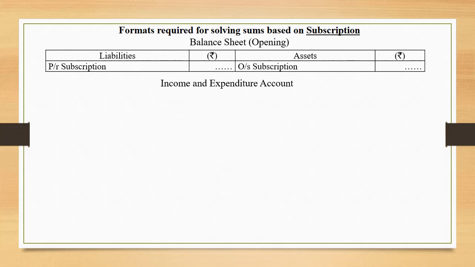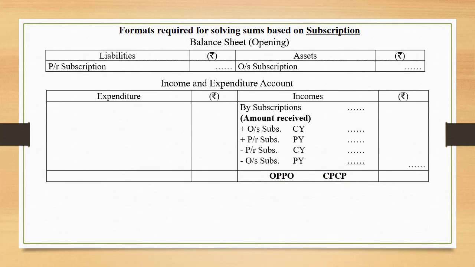The next format is of income and expenditure account. We have discussed the same in the previous slides. On the income side, you can see there subscriptions and then the format of OPO and CP. Balance sheet closing is the same way as opening.